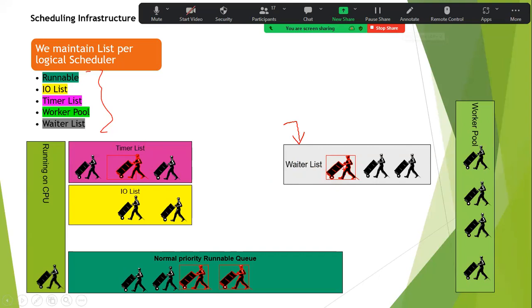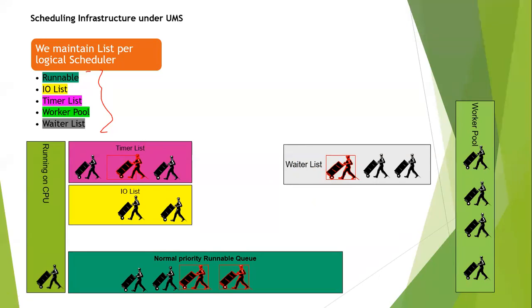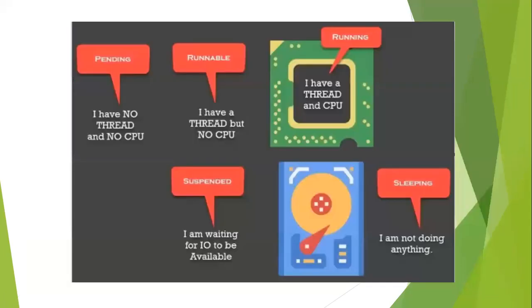As soon as it receives that wait resource, it will go back to the runnable queue and execute its query, right? It will be at the end of the runnable queue. The same thing applies to IO and timer, it schedules the threads. This is what it is, right?